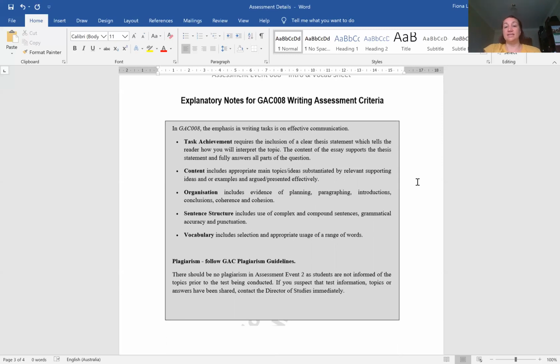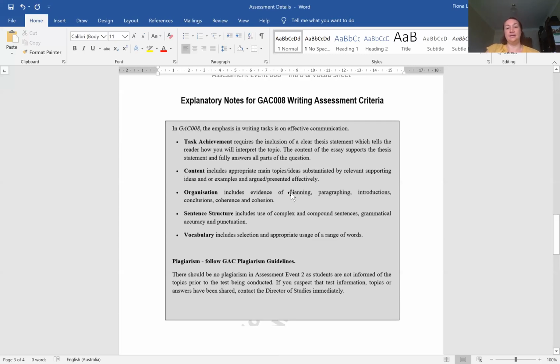The content of the essay supports the thesis statement and fully answers all parts of the question, okay? So making sure that you're answering every criteria in the assessment. The content includes appropriate main topic ideas, substantiated by relevant supporting ideas or examples. So if they say next it is desalinated, what does that mean? Give a bit more of an explanation.